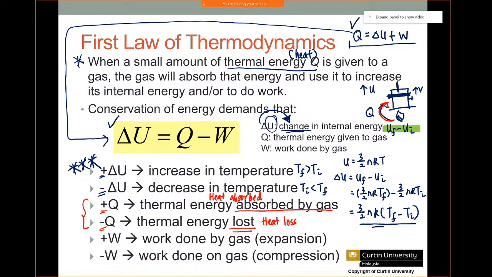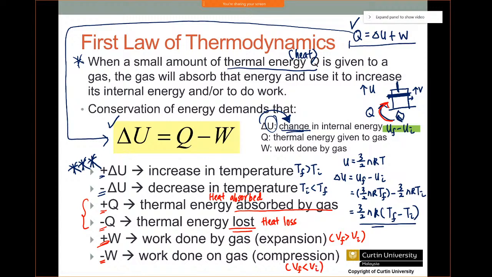And lastly, for work, positive means work done by gas, which is expansion, or we can say there will be an increase in the volume whereby the final volume is larger than the initial volume. Negative work done is compression. So compression means final volume is smaller than initial volume.